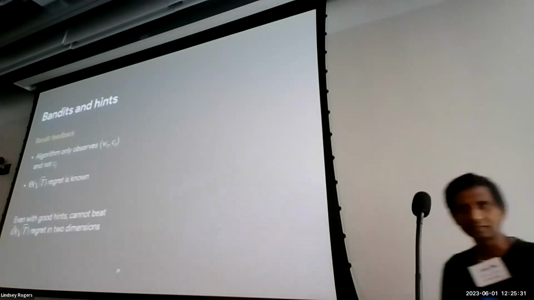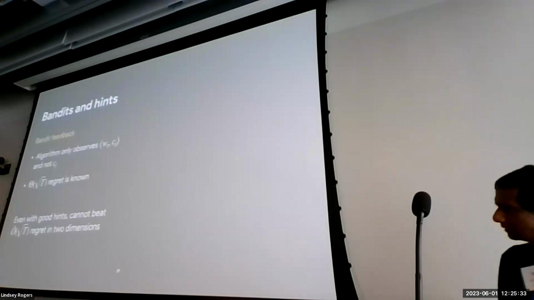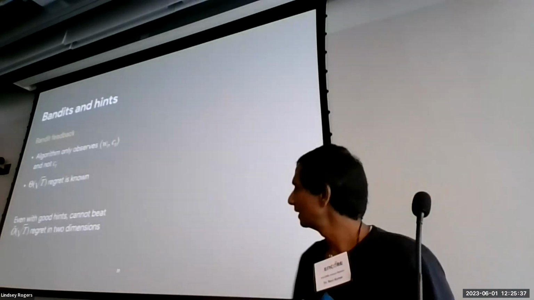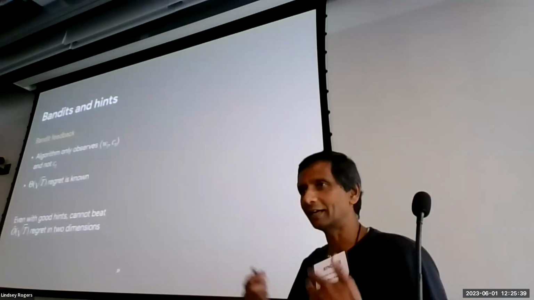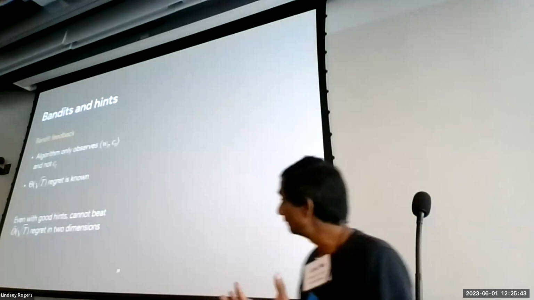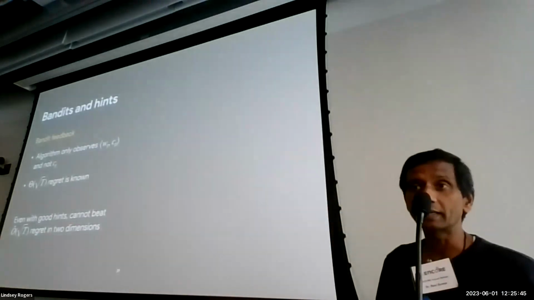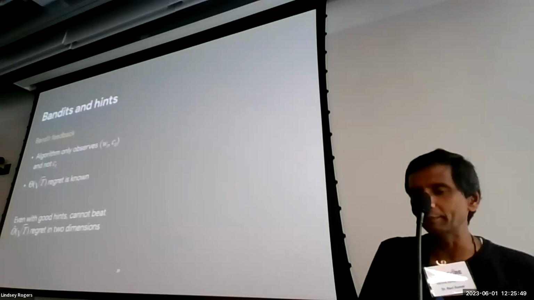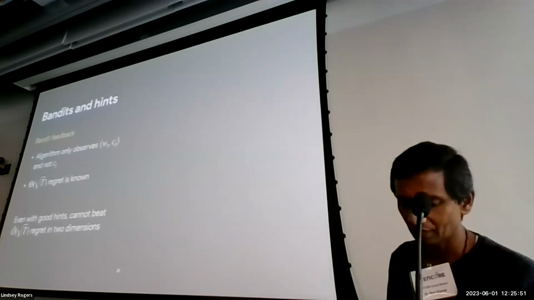What we showed is a slightly surprising result: even if you get good hints at every time step, you cannot beat this. There are simple two-dimensional instances where you cannot beat the square root regret. So basically, hints in this setup, as I explained before, are useless.